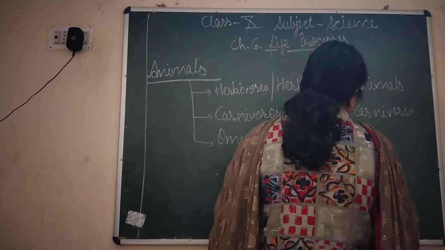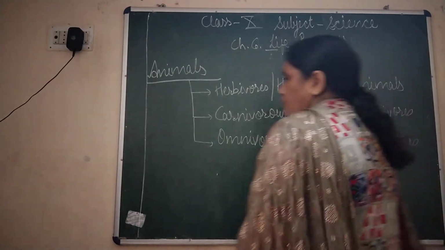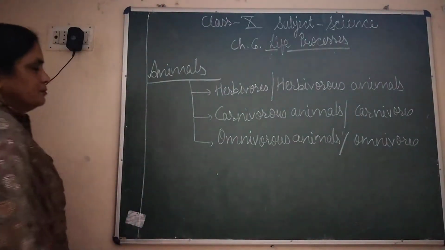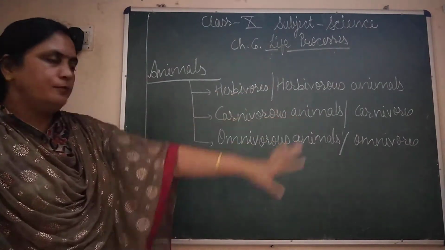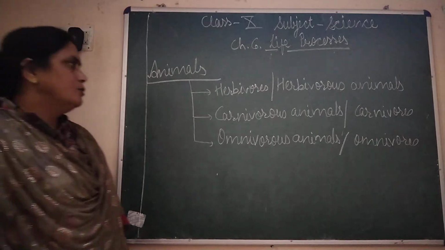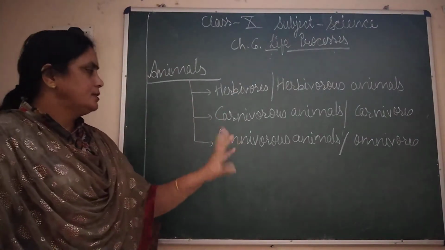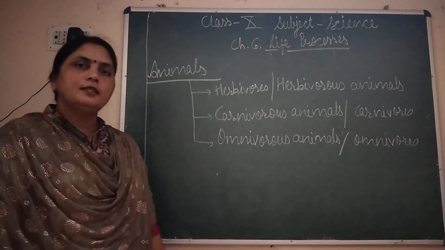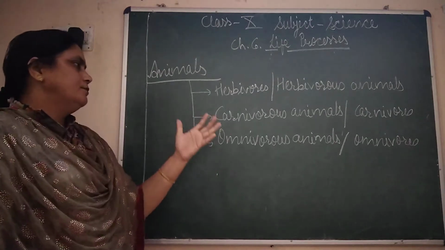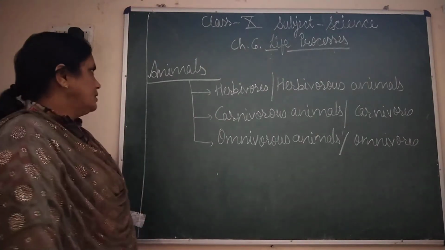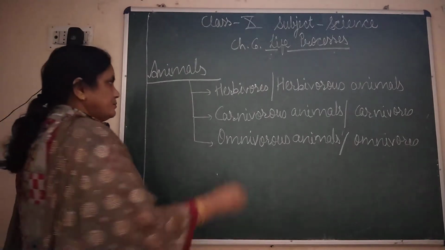Carnivores, omnivores. You must have learned in your previous classes that when you say herbivores, carnivores, omnivores, there is no need to add the word animals. But if you say carnivorous, omnivorous, herbivorous, then you should add the word animals. So herbivores, carnivores, omnivores are the three types of animals on the basis of the food they take.